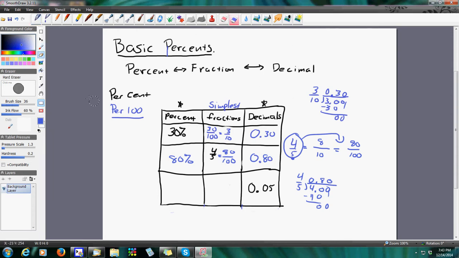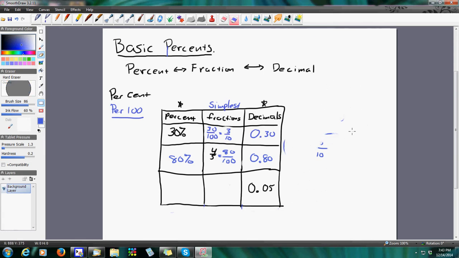Right now, I'm just going to erase some of this work up here because I'll need the space to do some work. I'm going to do another one. All right, so if I have 0.05, well, if you recall, this is the tenths place, and this is the hundredths place. So if I wanted to write this as a fraction, I'd just write it as 5 over, and because this is the farthest place out, it's 5 out of 100.